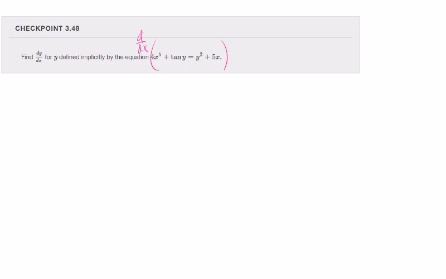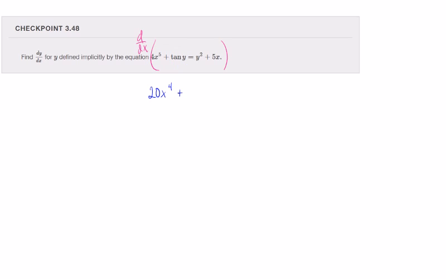You can also write a little prime there. Sometimes it looks like an exponent of 1, so that's why you don't do that, but that also means take the derivative of everything. So the derivative of 4x to the 5th is 20x to the 4th. We don't need a y prime there because we're deriving with respect to x.